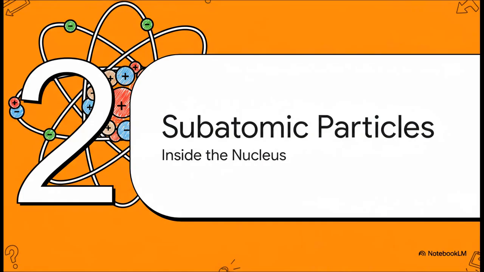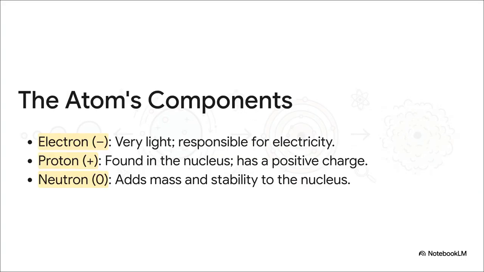And to really get why that model was so flawed, we first have to properly meet the cast of characters inside the atom. This was the nuclear revolution, where he finally put names to the true components of matter. Okay, so you've got the electron, this tiny, negatively charged particle that's buzzing around, responsible for pretty much all of electricity. Then, right in the center, in the nucleus, you've got the heavyweights, the positive proton and the neutral neutron, which, as its name suggests, adds mass and kind of keeps the whole nucleus from flying apart. These three particles make up every single atom in the universe.